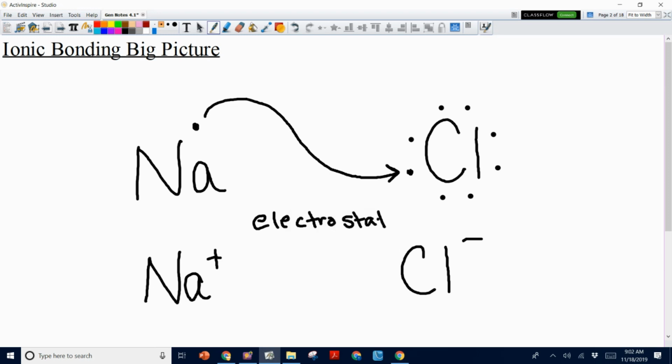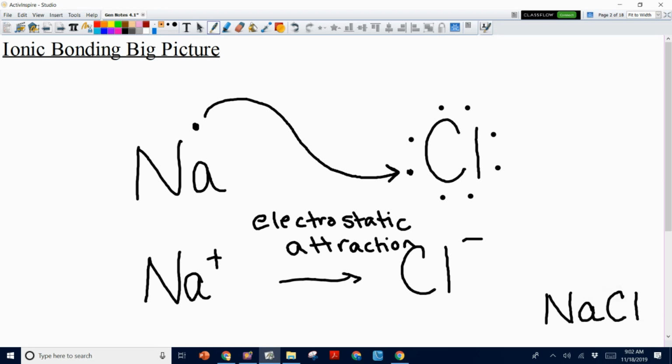Electrostatic attraction. These are going to stick together like 2 sides of a magnet, north and south. So you're going to form a compound called sodium chloride, and you would write it just like this. So that's the big picture on ionic bonding.